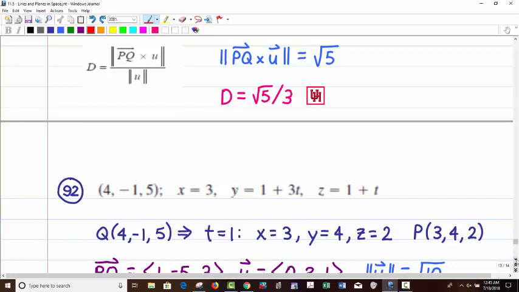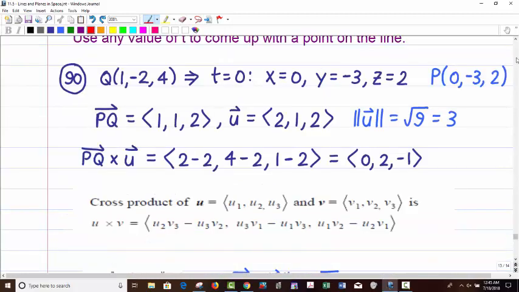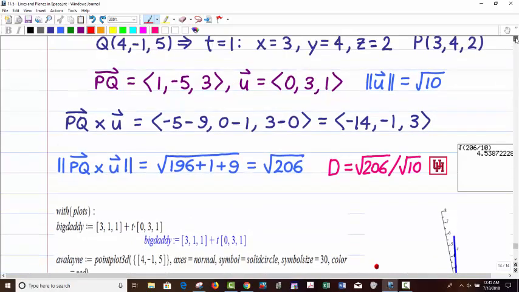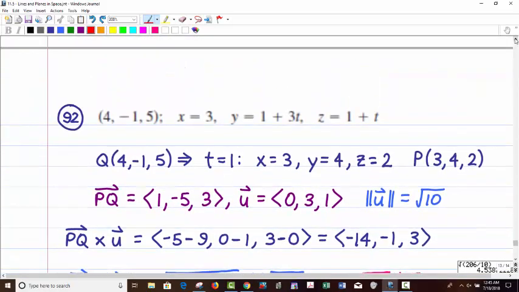And there you go. There's that distance. I've got one graphed right here for this next example, which was number 92. Same thing. You've got a Q, and you've got the parametric equations. For no reason other than I felt like it, I chose 1 here for my t instead of 0. But any choice of t is fine. I just chose 1. What the heck?